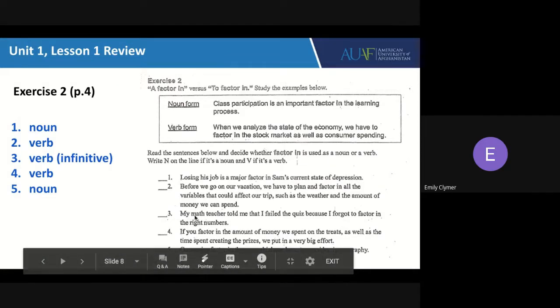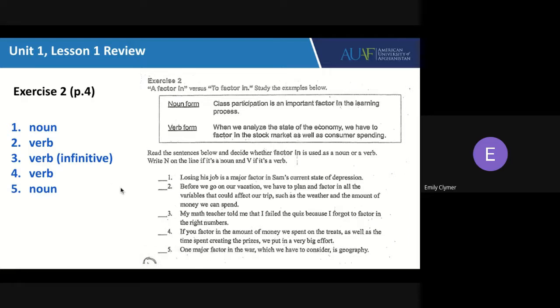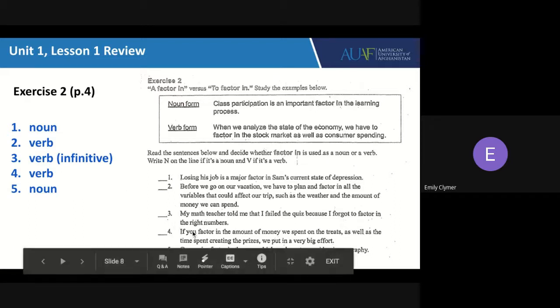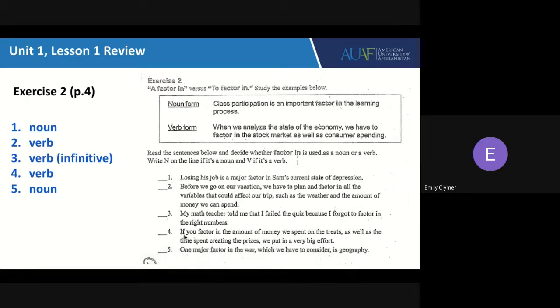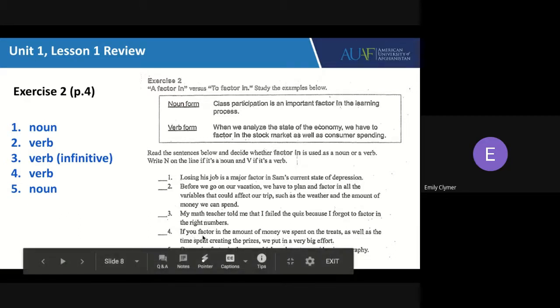Number 3, my math teacher told me that I failed the quiz because I forgot to factor in the right numbers. Again, just like number 2, factor here is going to be an infinitive. It is following a verb, but it is in a verb form, not a noun form. And number 4, if you factor in the amount of money we spent on the treats, you'll see here that factor is in the verb position of the sentence. Starting a conditional clause, you is the subject, and then naturally factor is going to be the verb.